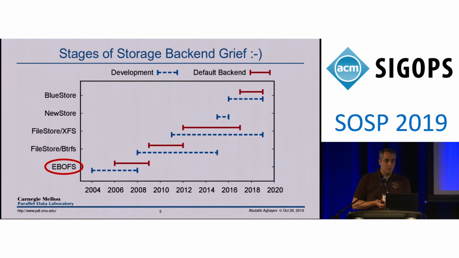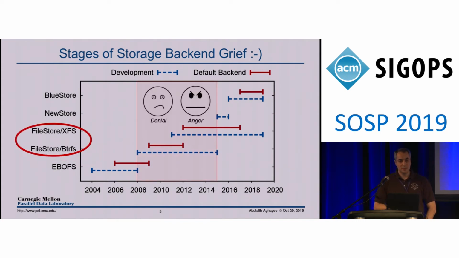So the first backend, EBOFS, which ironically was not based on a file system, was abandoned in favor of the FileStore backend running on Btrfs, exactly for the reasons described before, because Btrfs already implemented most of the needed features and some extra features not found in other file systems, such as checksums and compression. From 2008 to 2015, it was multiple cycles of denial and anger stages as different file systems, Btrfs, ext4, ZFS, UFS, XFS were tried with unsatisfactory results.